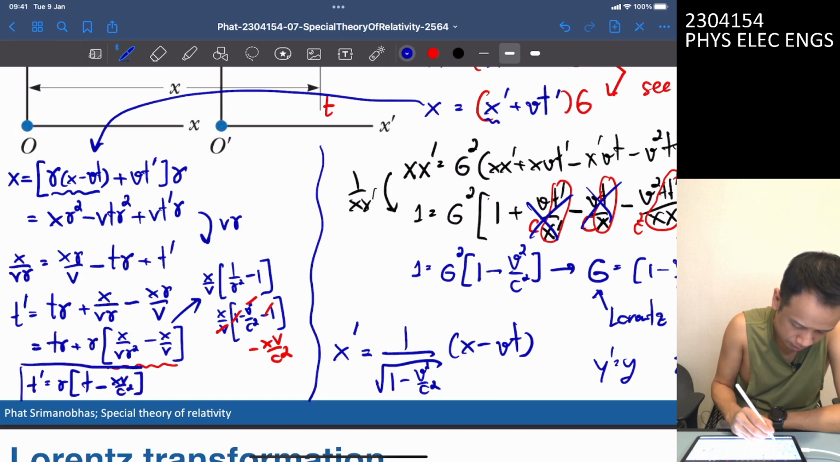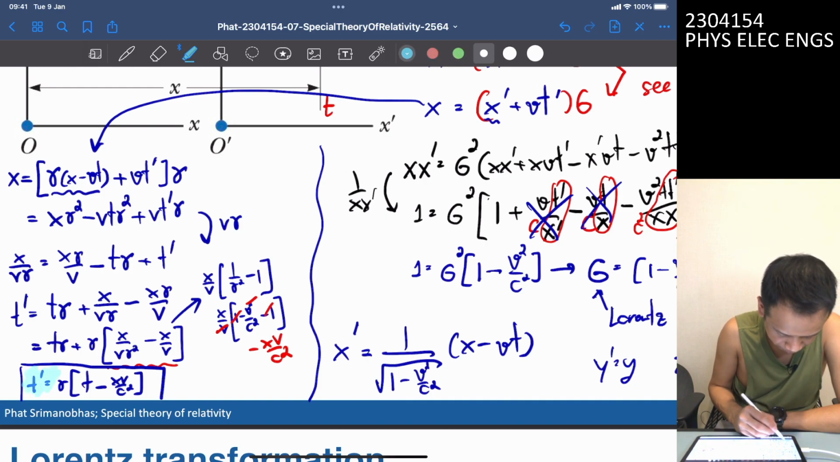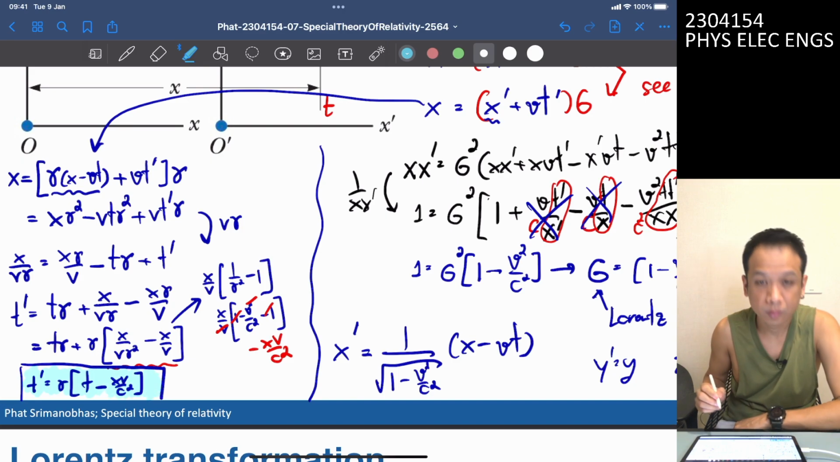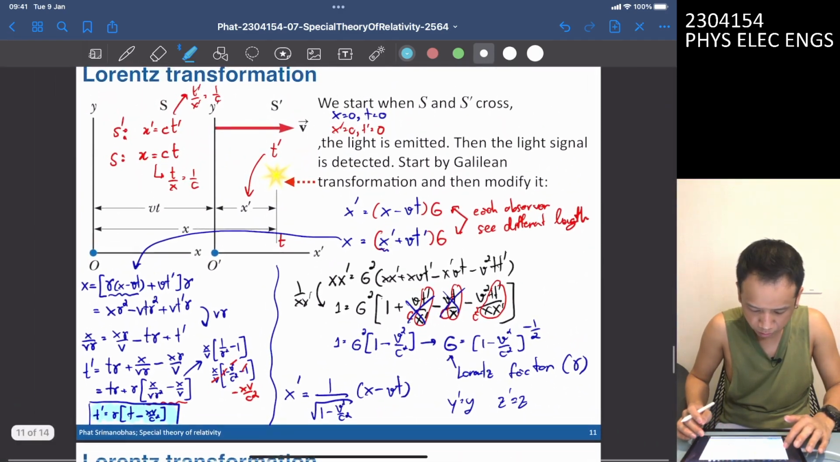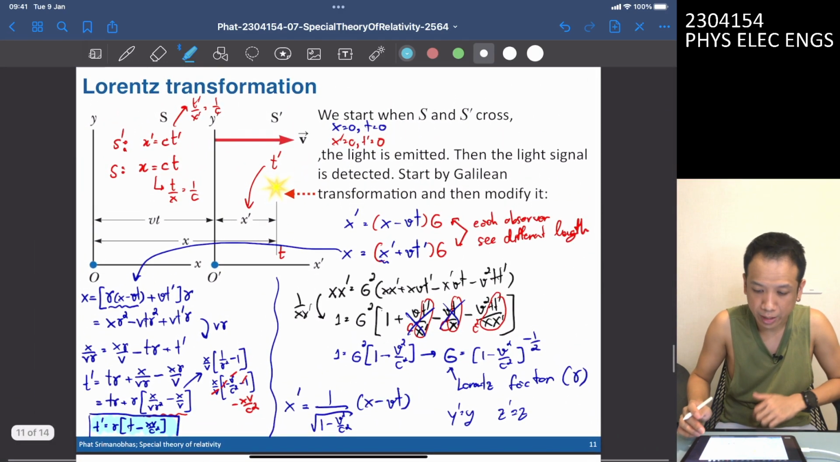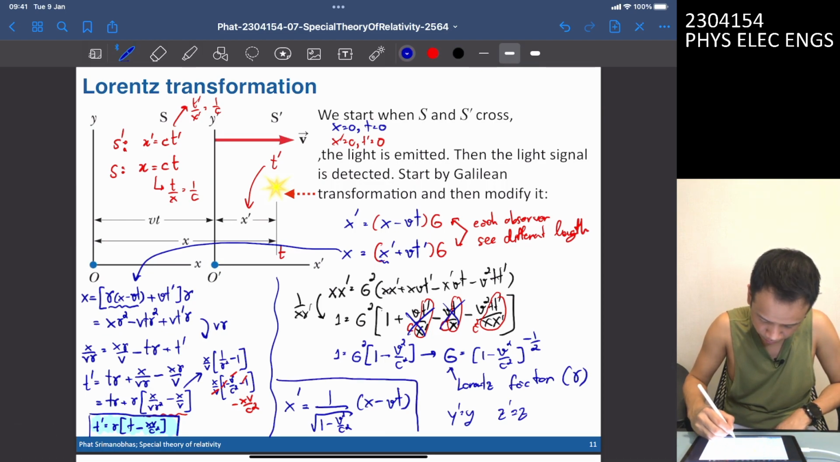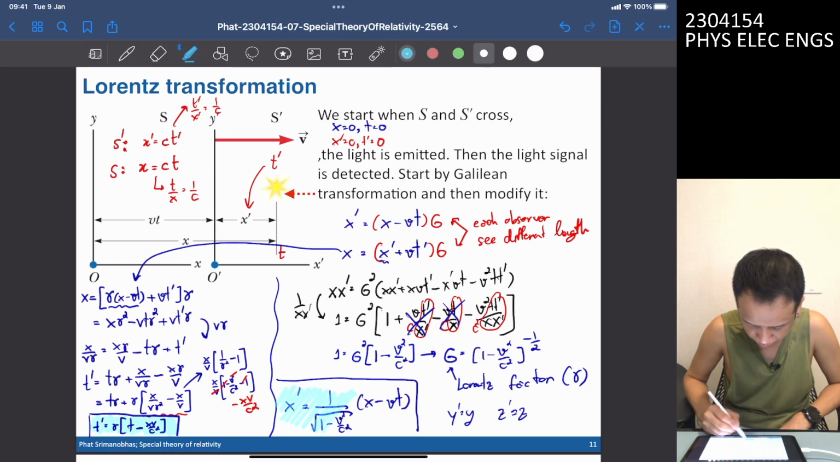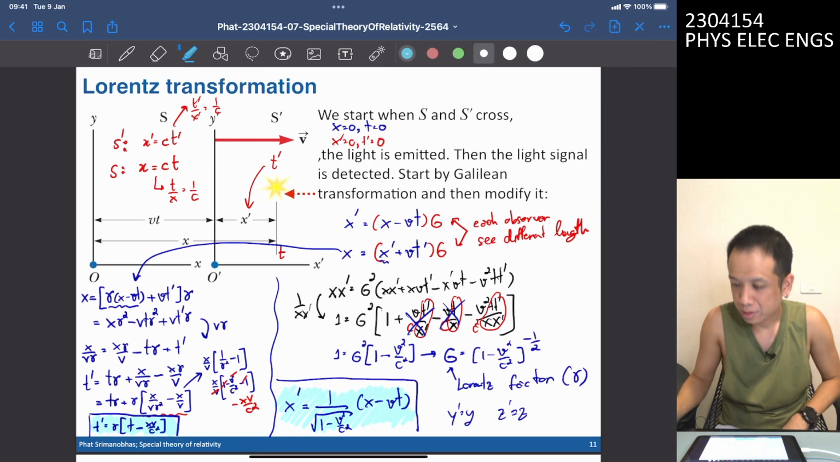Okay, so this is the Lorentz transformation of the time. If it's unclear, you can go back and prove it later following this guideline. So this is the Lorentz transformation of the position and the Lorentz transformation of the time. Okay, great.